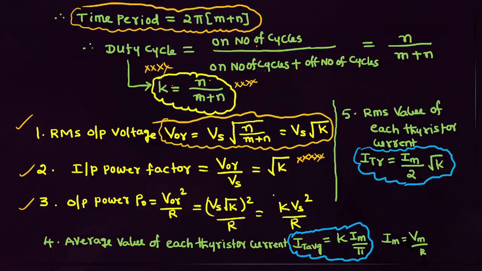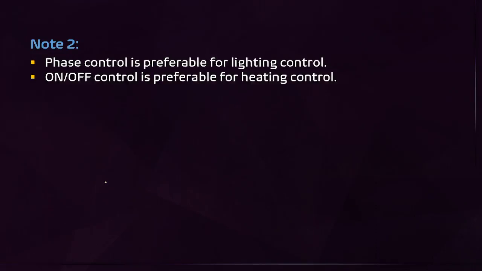What is the output power, friends? Output power equal to K Vs square by R. That is V naught RMS square by R. V naught RMS you already know. V naught RMS equal to Vs into square root of n by (m plus n). That is Vs into root K, squared. This is the output power expression. What is the average value of each thyristor current? K Im by pi. Concentrate. Average value of each thyristor current equal to K Im by pi, where Im equal to Vm by R. This is the maximum current strength. What is the RMS value of each thyristor current? Im by 2 into root K. These formulas are important to solve any problem with respect to on-off control technique.